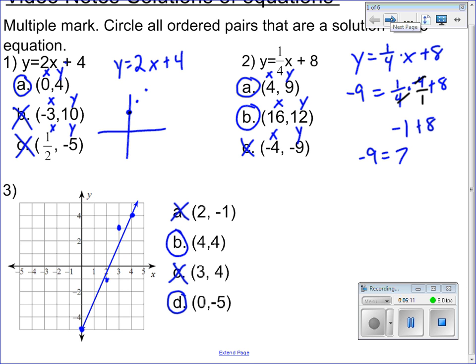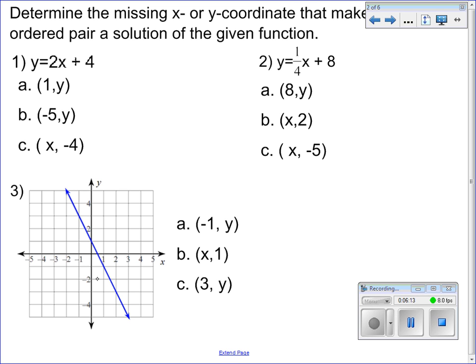The last part of our notes are these. It's very similar, so let's go ahead and work through those. Okay, with these, we're missing a value, and so we need to find that value. As you can see, there are variables here, and we need to find the value to be able to make this equation true.